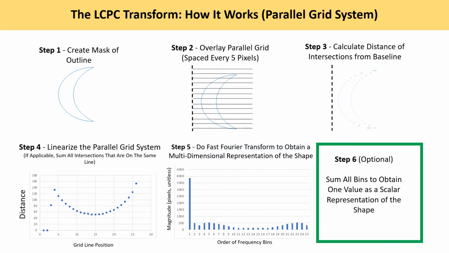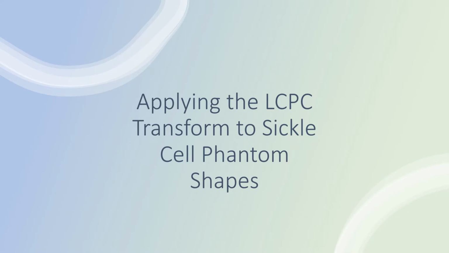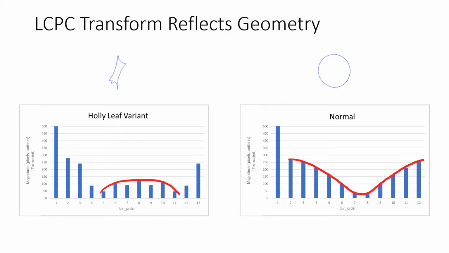In the sixth step, a frequency plot can be converted to a scalar value that represents the shape. For example, all bins, or bars, can be summed. First, the LCPC transform was applied to phantom sickle cell shapes. Applying the LCPC transform to sickle cell shapes reflects the shape itself.